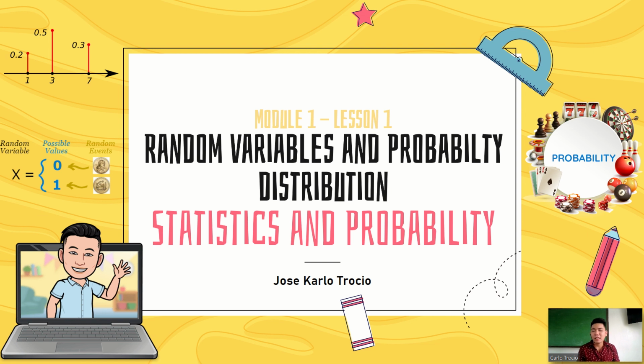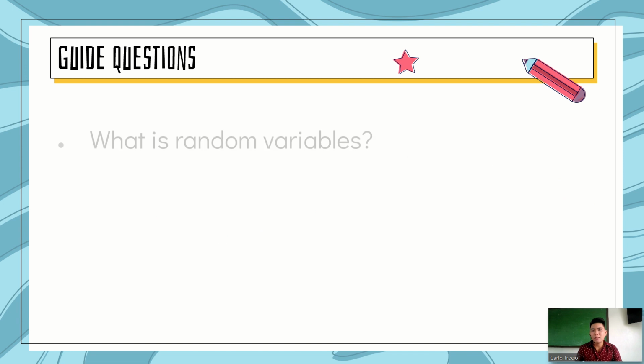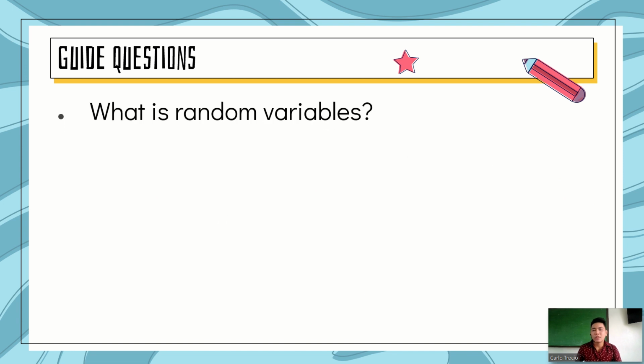So that is what we are going to know in this lesson. We are going to have that exact estimation. We are going to list the possible outcomes that might occur when we are having that probability. Let us be guided with these questions. Hopefully you will be able to answer all of these questions after this discussion.